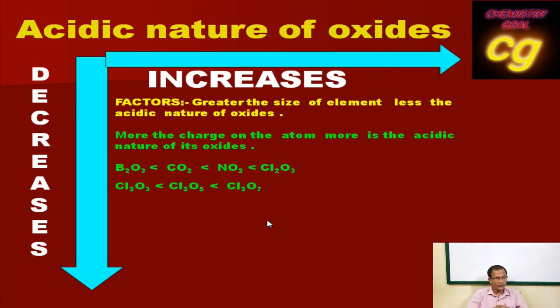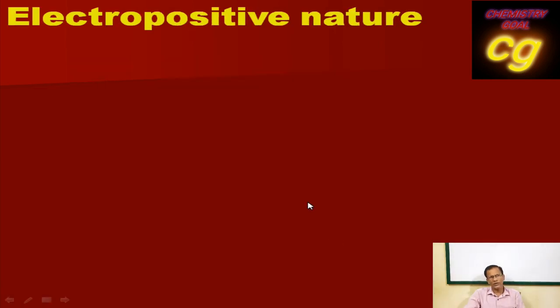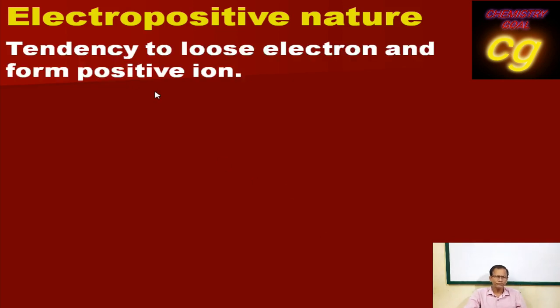Another very important thing to remember: when the number of oxygen atoms increases, acidic character also increases, because the charge on the central atom increases. That's why the more the number of oxygen atoms, the more the acidic character. So remember this, it is very important regarding the acidic and basic nature of oxides.